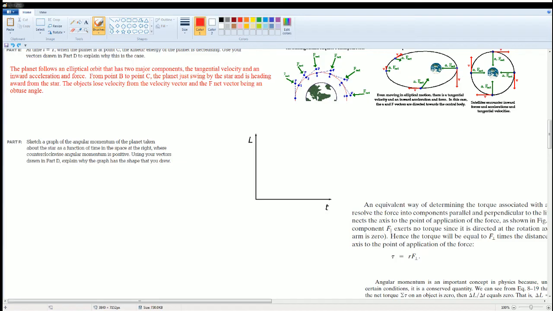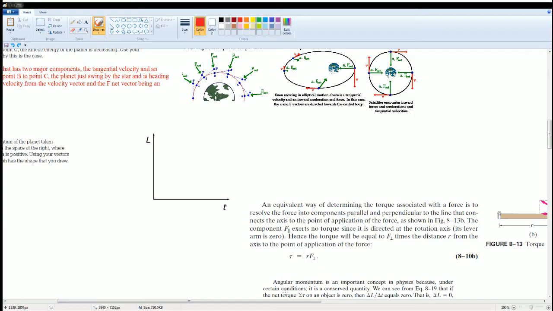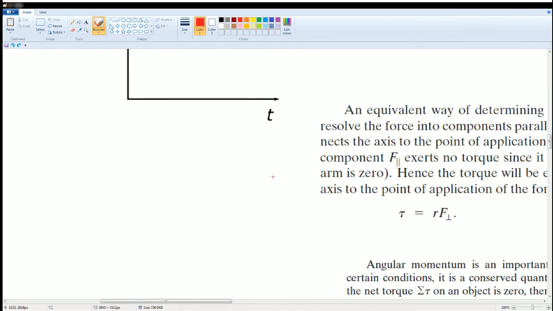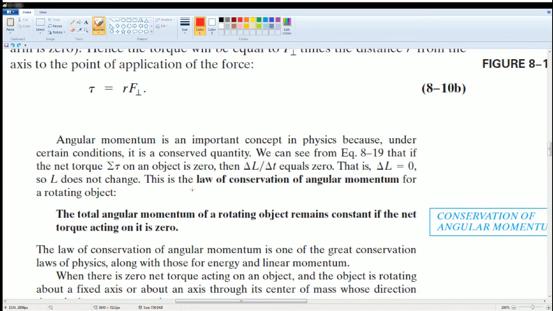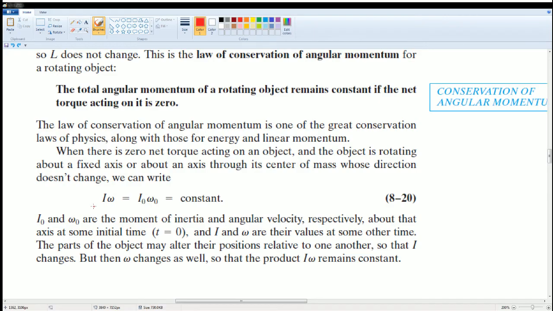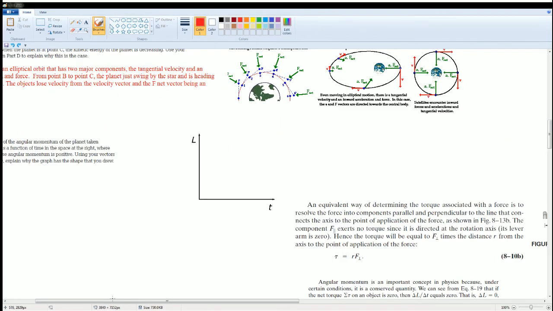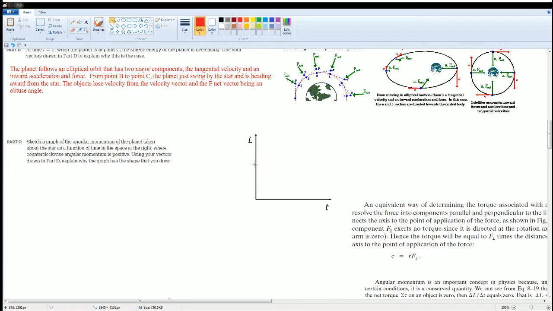Sketch and label the angular momentum of the planet taken about the star. So how should the angular momentum look? Here we talk about torque and angular momentum, and I want to point out the notes. The law of conservation of angular momentum for a rotating object: the total angular momentum of a rotating object must remain constant if the net torque acting on it is zero. Final angular momentum is equal to the initial angular momentum. So in this case, it is constant. It does not change.